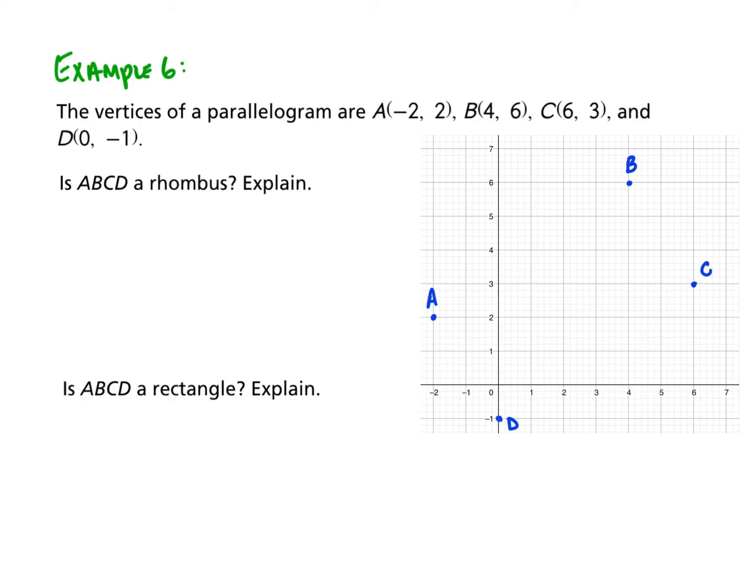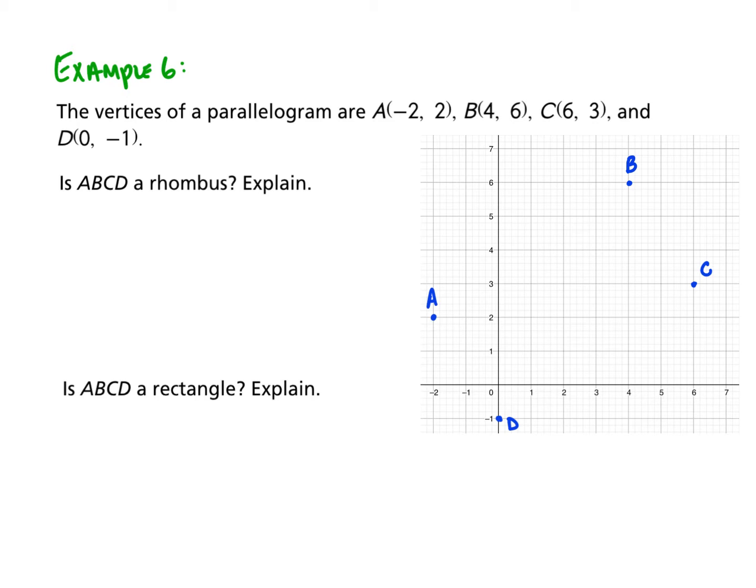Let's take a look at a couple more examples using some of the ideas with distance and slope and midpoints and so forth. This one says the vertices of a parallelogram are A at (-2, 2), B at (4, 6), C at (6, 3), and D at (0, -1). And you can see I've graphed those four. Is ABCD a rhombus? Explain.